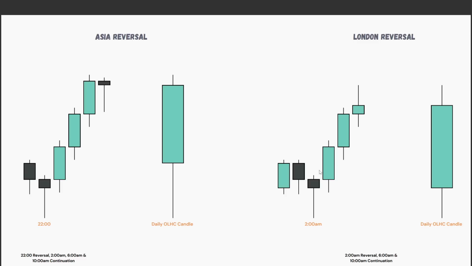Now for the London reversal, we are having 18 and 22 candle consolidation, 2 a.m. candle reversal, which is creating the second candle of the swing point, then the 6 a.m. candle and the 10 a.m. candle, which are the New York session candles, are expanding to the upside.